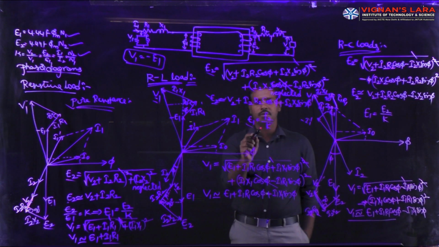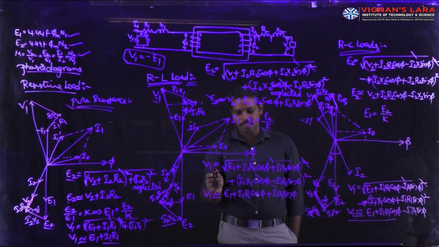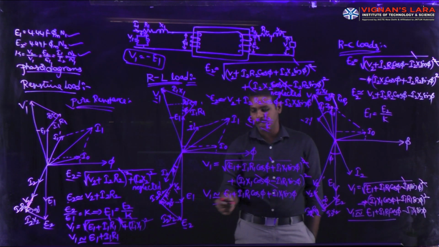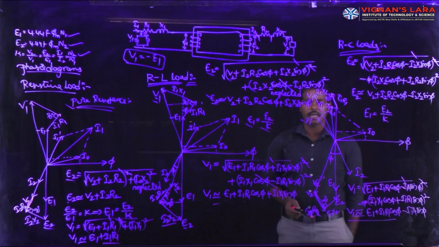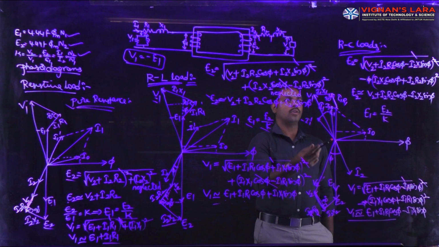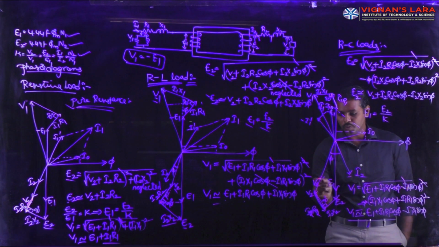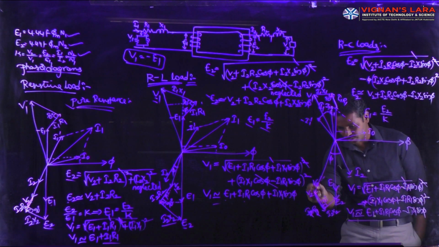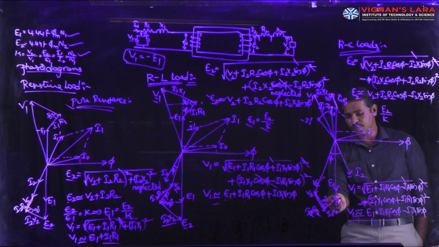E1 is equal to E2 divided by K. So V1 is approximately equal to E1 plus I1 R1 cos phi plus I1 X1 sin phi. The third one is the RC load. The current always leads the voltage by an angle phi. So I2 R2 is also in this direction, and the resultant is equal to the E2 value.